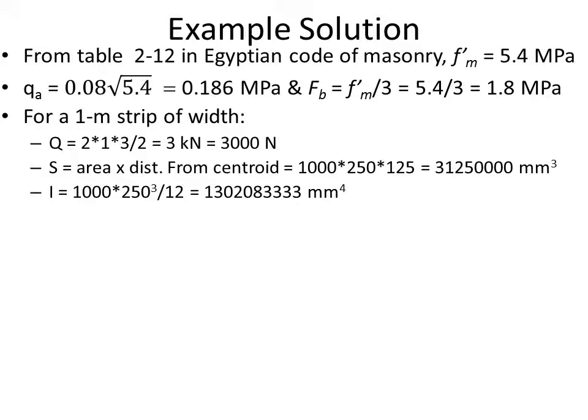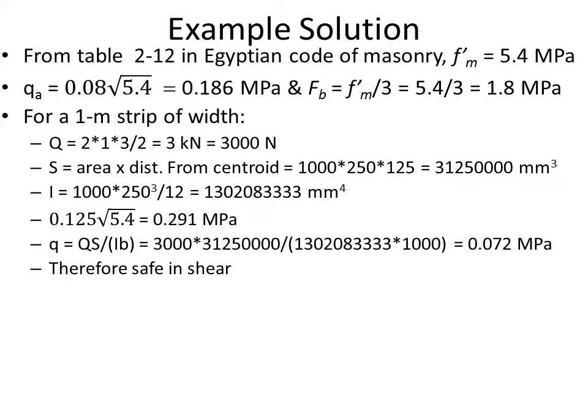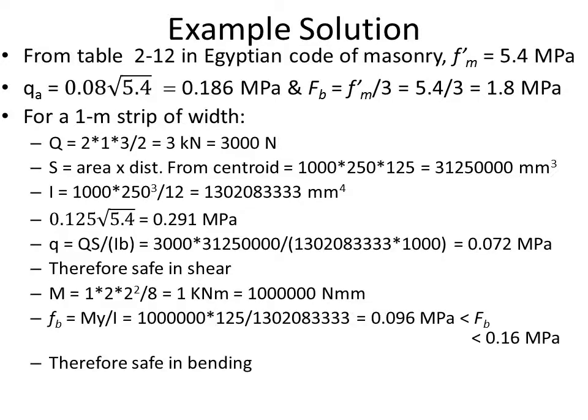I is equal to 1000 times 250 cubed over 12. And the value will be compared to 0.125 root 5.4. This is 0.291 megapascal. So Q is equal to QS over I times V. This will give us 0.072 megapascal, which is less than Q allowable. So therefore it is safe in shear.